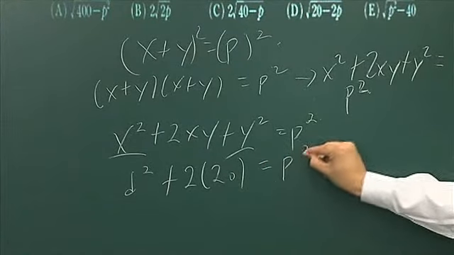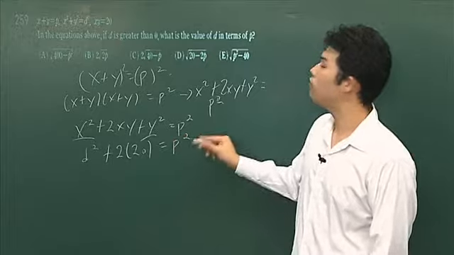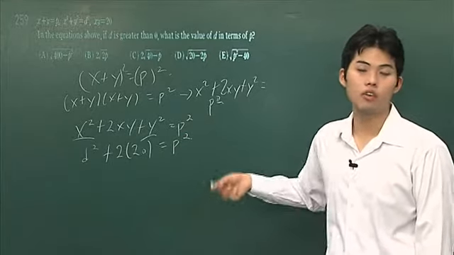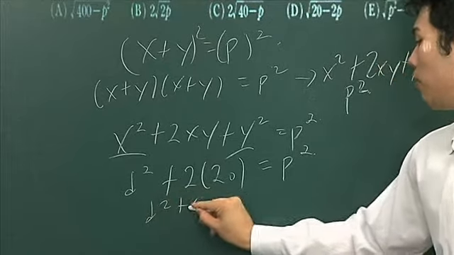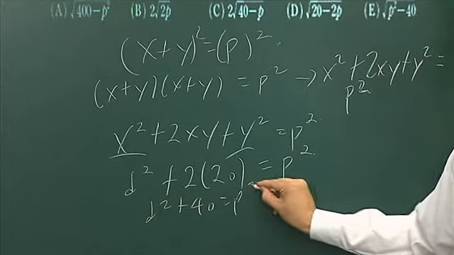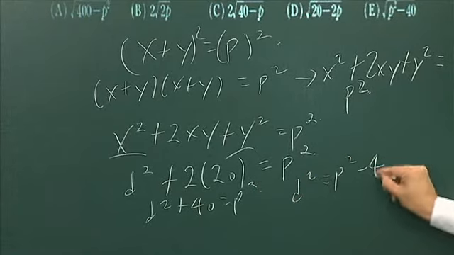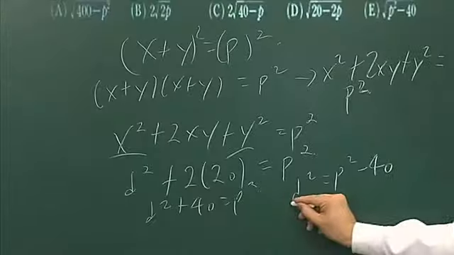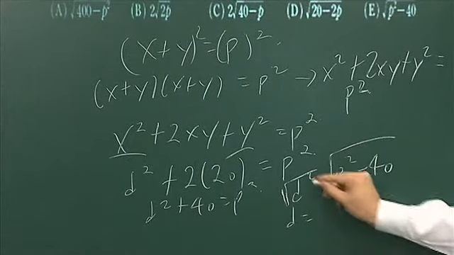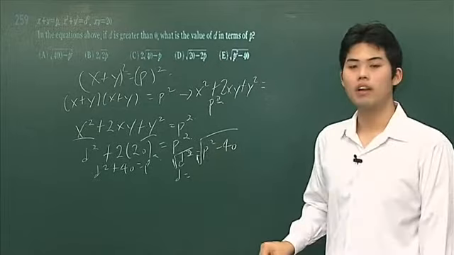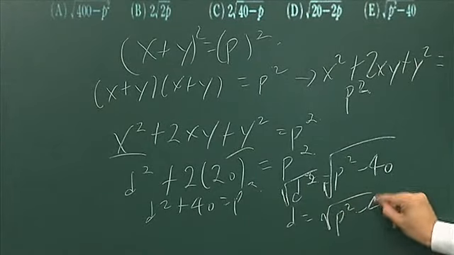So we set that equal to p squared. Then, we're solving for d. What is the value of d? So solve for d. d squared plus 40 equals p squared. Okay? d squared is equal to p squared minus 40. And finally, we get d, again, by taking the square root. We're going to get d is equal to the square root of p squared minus 40.